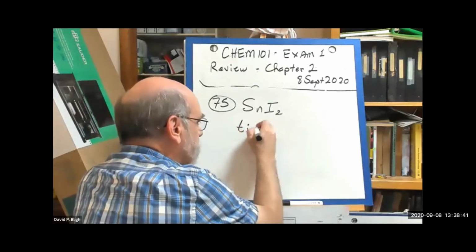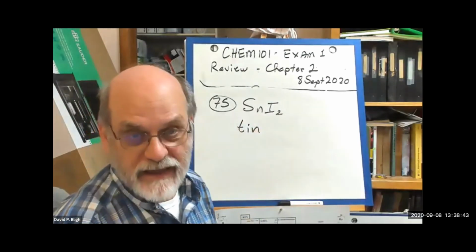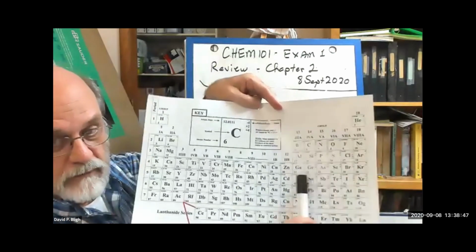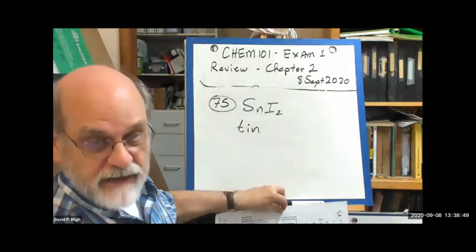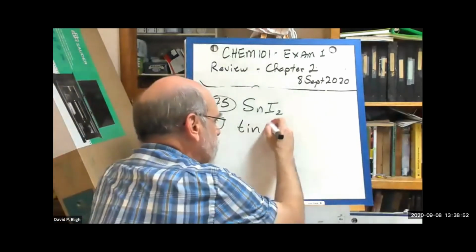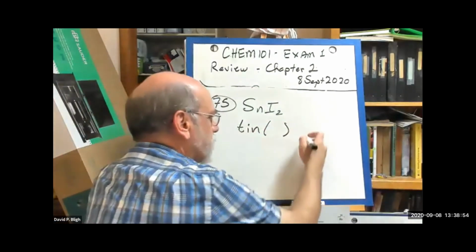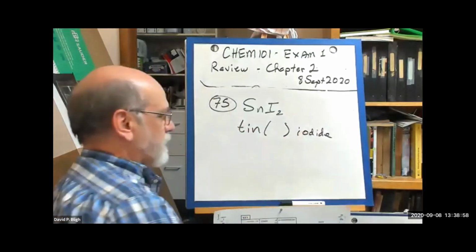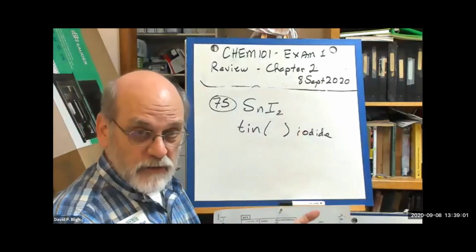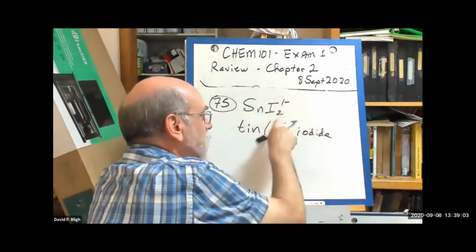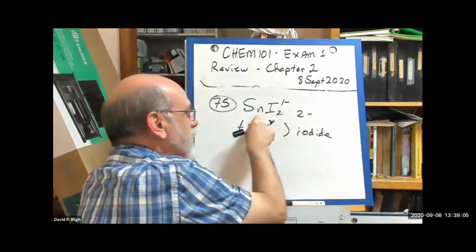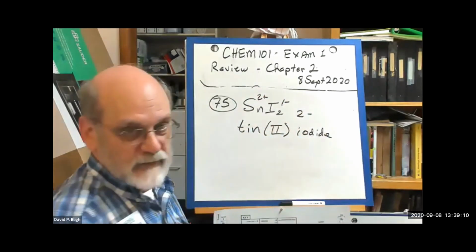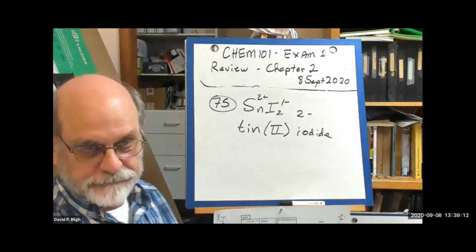So it's tin, but where is tin located? It's right down here. Right? And it does have multiple charges. So you need a charge on that. And this is iodide. Right? So all halogens are -1. So that means you have 2 minus that has to be balanced by this one, which is 2 plus. Tin(II) iodide is that name.